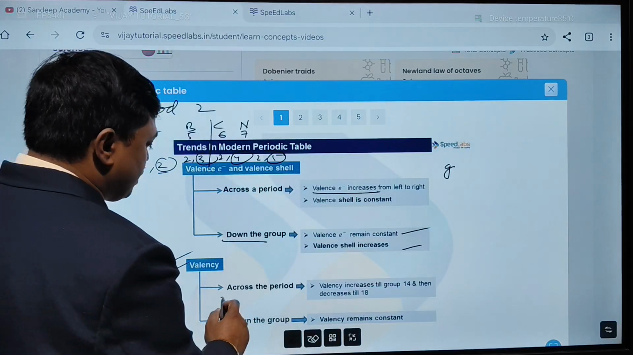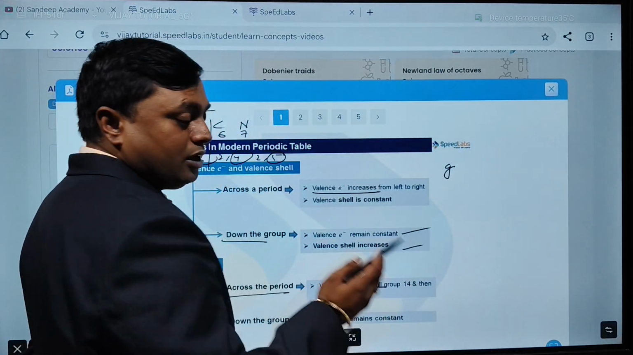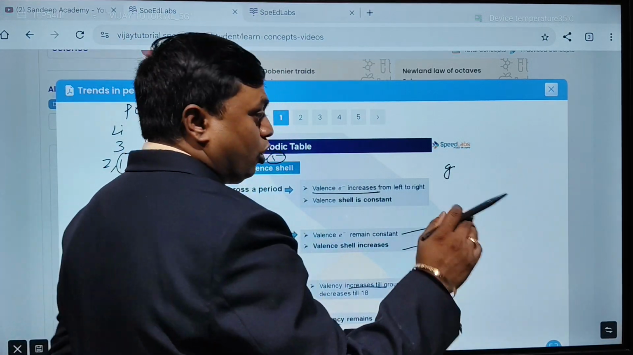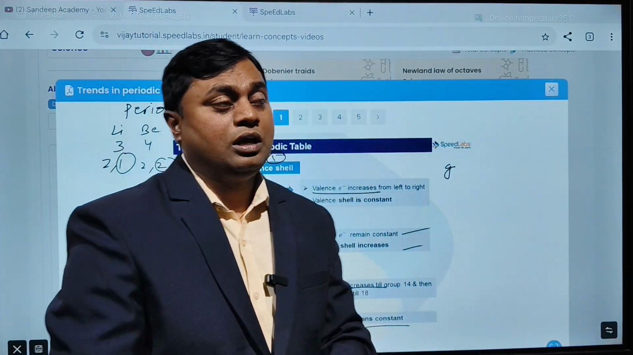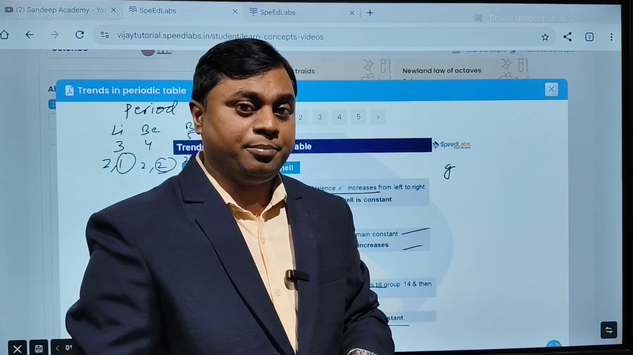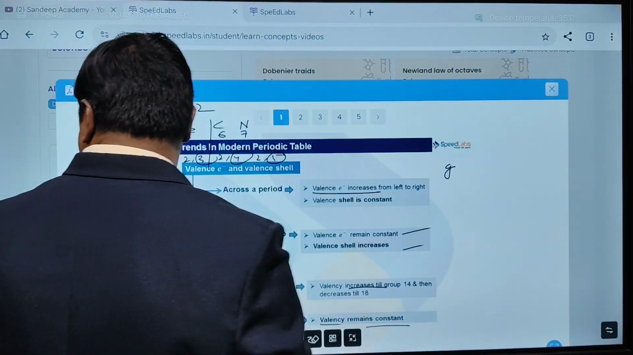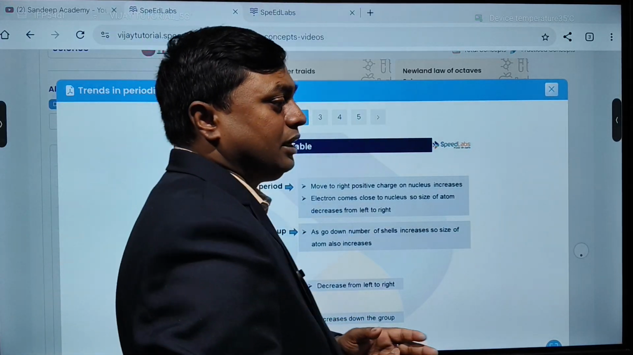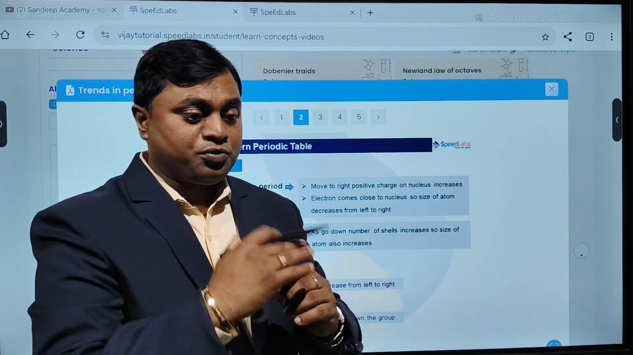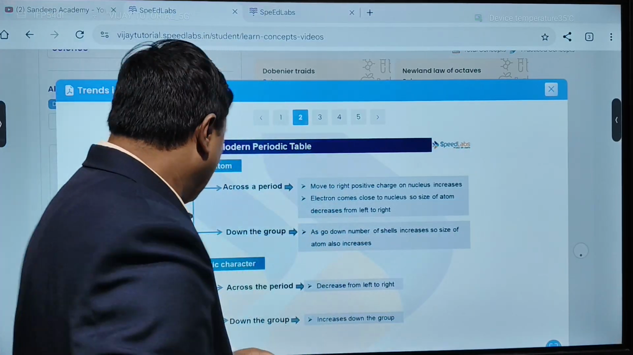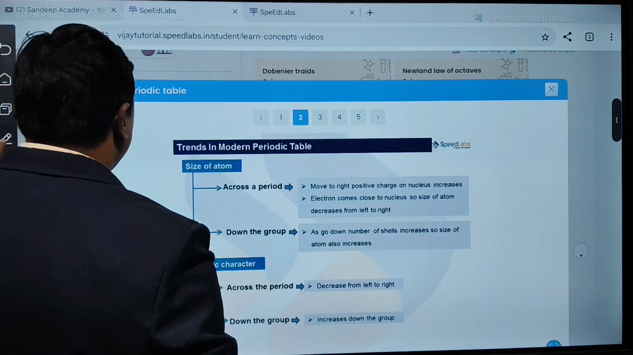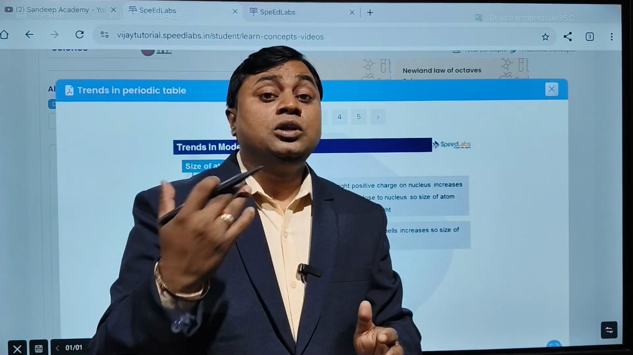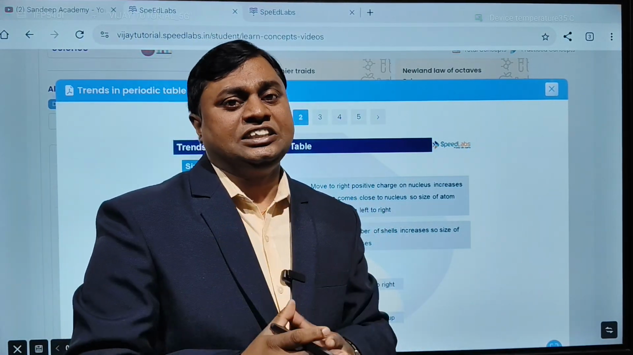What about the valency? Across the period, first valency increases, then it decreases. And in the group it is constant, because valency is determined by the valence electron. As in the group the valence electron is the same, valency also remains the same. Now we talk about the size of atoms. As we move down the group, the number of shells increases, so atomic size increases in the group. And when we move in the period from left to right, nuclear charge increases. Because of that, atomic size decreases.